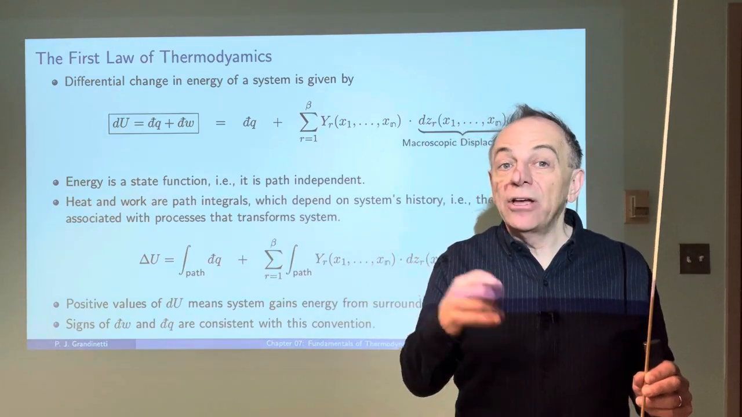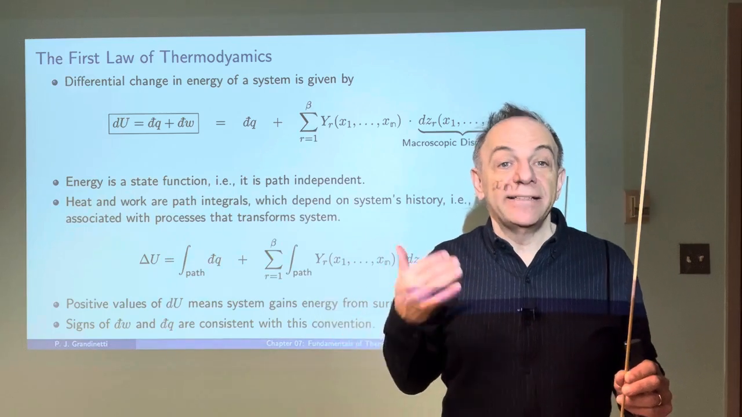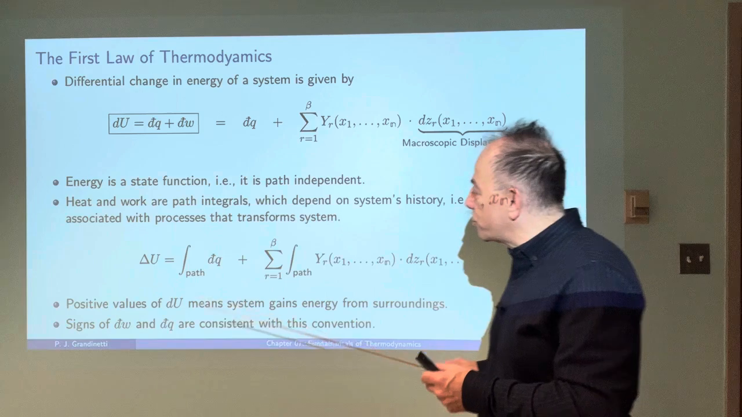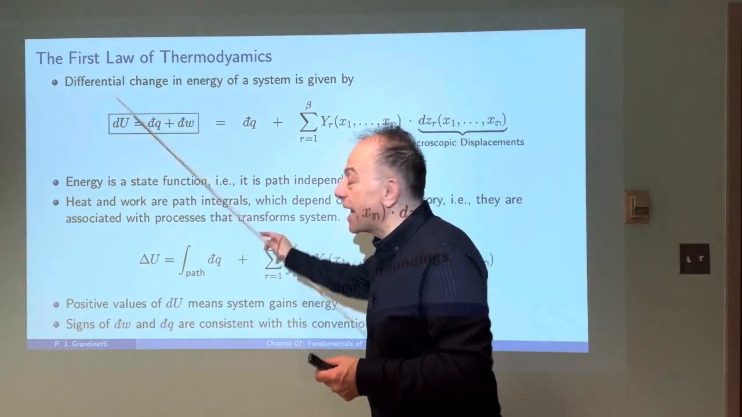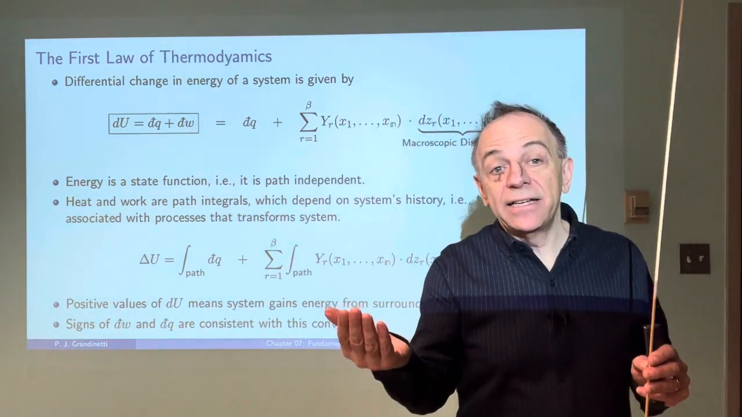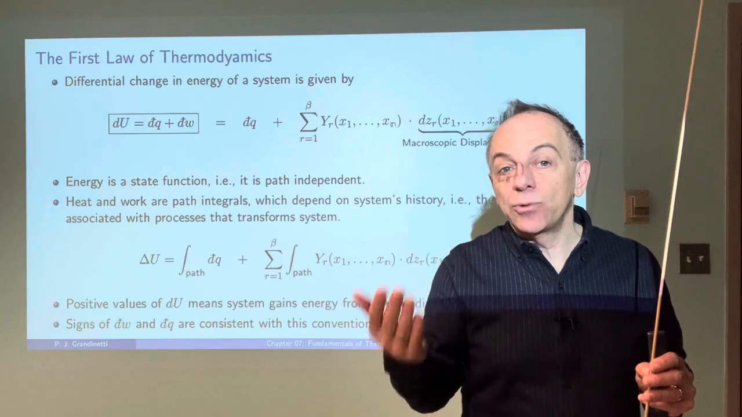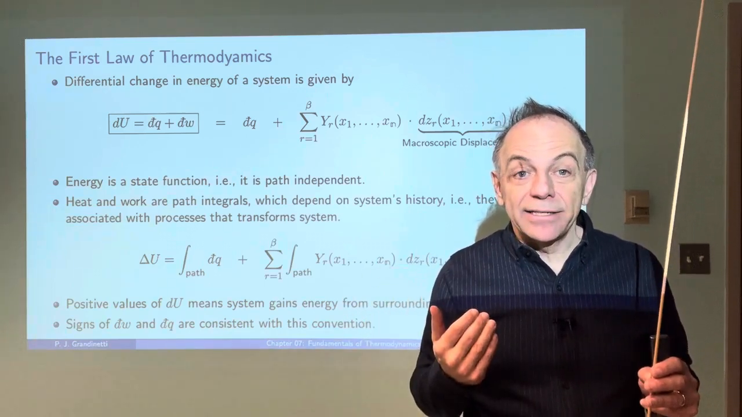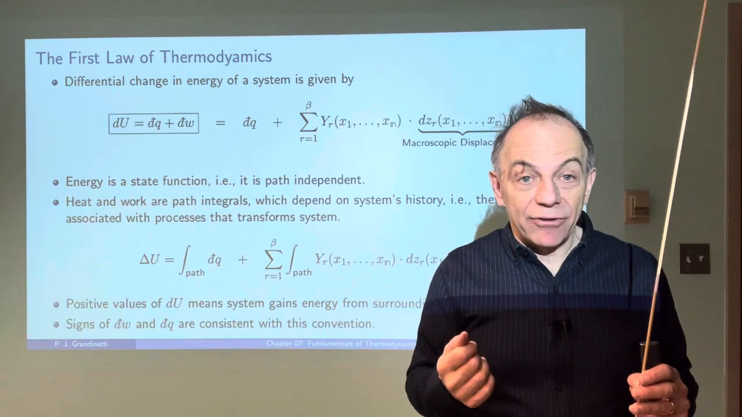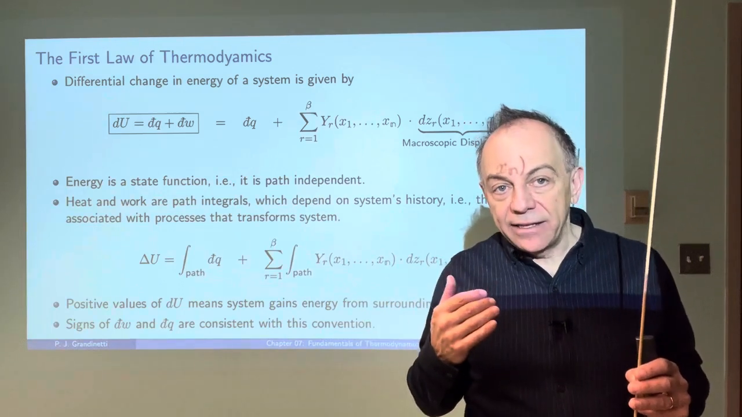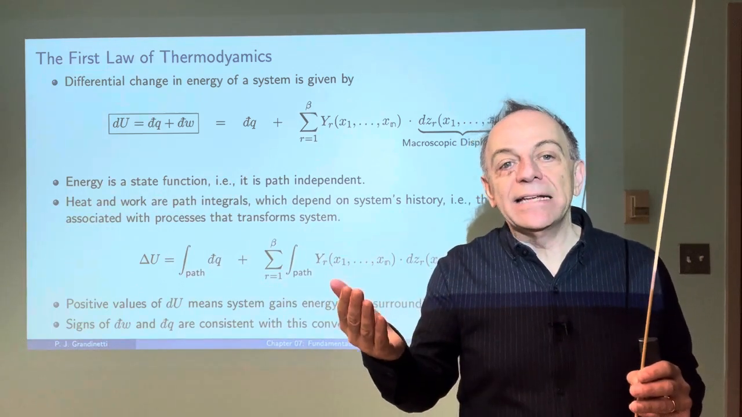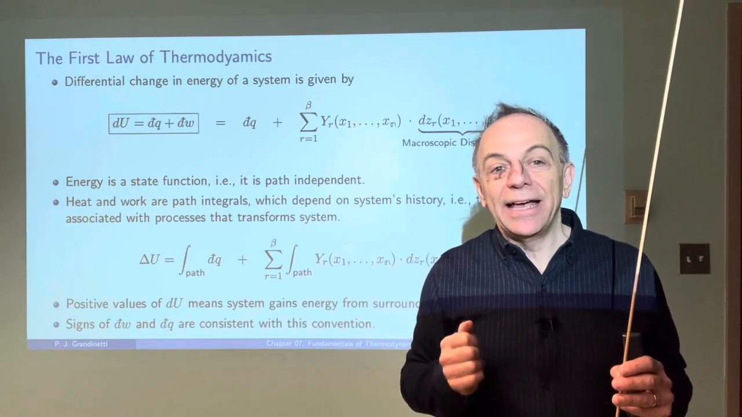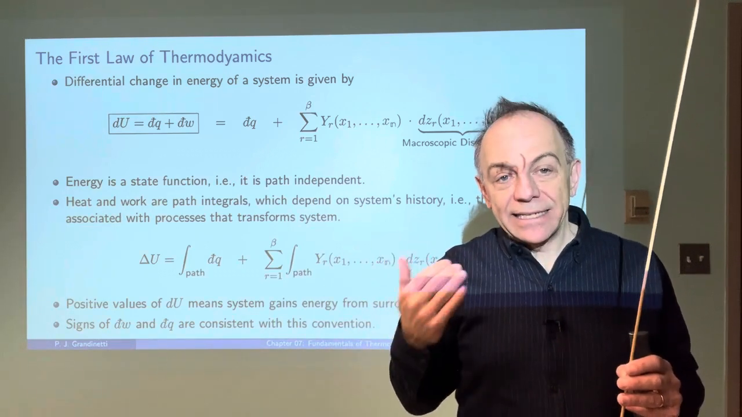Also, keep in mind that we have sign conventions in thermodynamics that whenever the system gains energy, delta U should be positive. Whenever the system loses energy, delta U will be negative, which should be intuitive. Also, the same is true for work and heat. So if work flows in, if there's energy flowing into the system as work, then that work is positive. If energy is flowing out of the system as work, then that work is negative. Similarly with heat, if energy is flowing into the system as heat, then the heat is positive. If energy is flowing out of the system as heat, then the heat is negative.